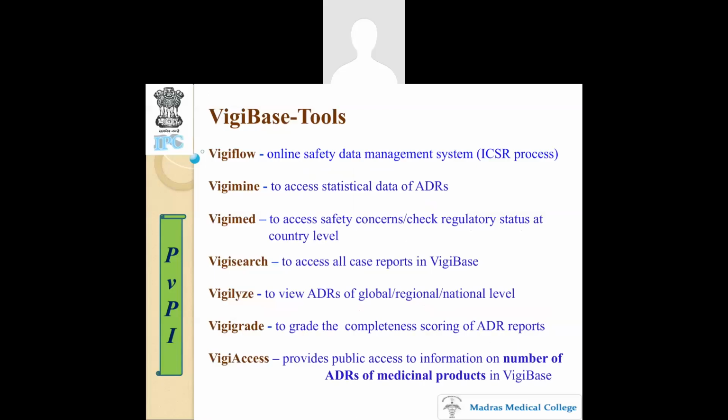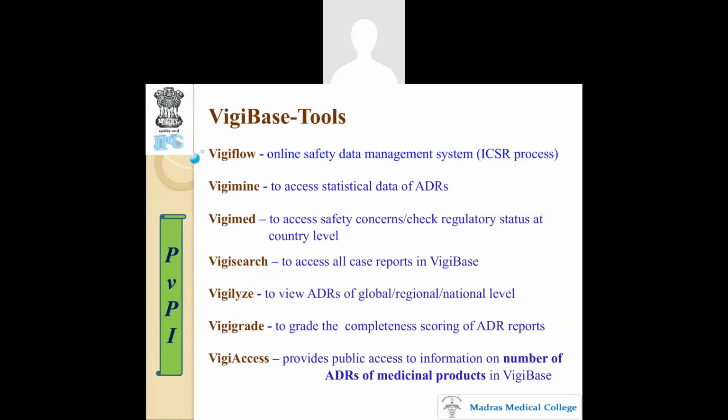Vigiflow is the online safety data management system which we use for ICSR processing. If you want to upload one ADR case, Vigiflow is used to process and submit it initially to the national center, and finally it goes into the global database called Vigibase. Vigimine is the tool used to access statistical data of ADRs worldwide, whereas Vigimed is used to access safety concerns or check regulatory status at country level.